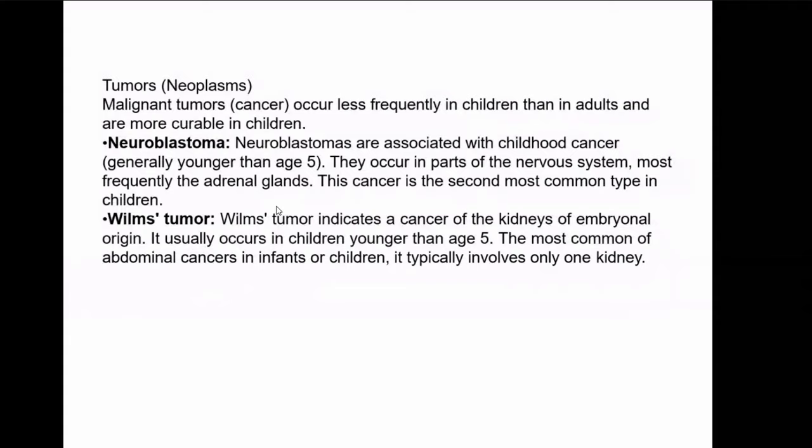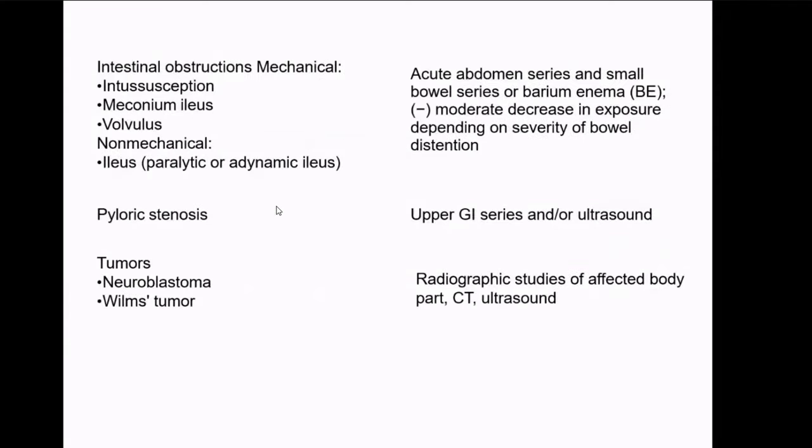For hydronephrosis, we can most probably use an acute abdominal series, that is the small bowel series or barium enema. For pyloric stenosis, we can use the upper GI tract, like upper gastrointestinal barium studies or ultrasound. And for the tumors, we can use X-ray, CT, MRI, whichever is effective, so that we can make a proper diagnosis.